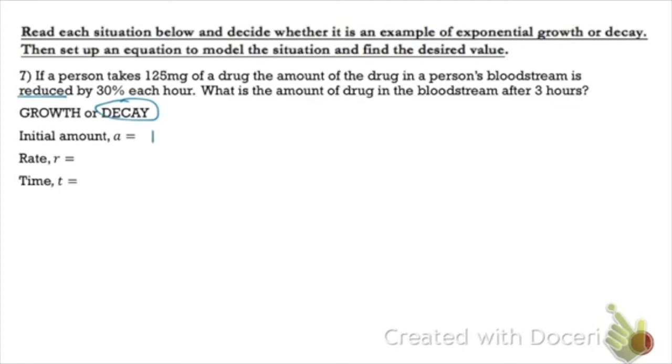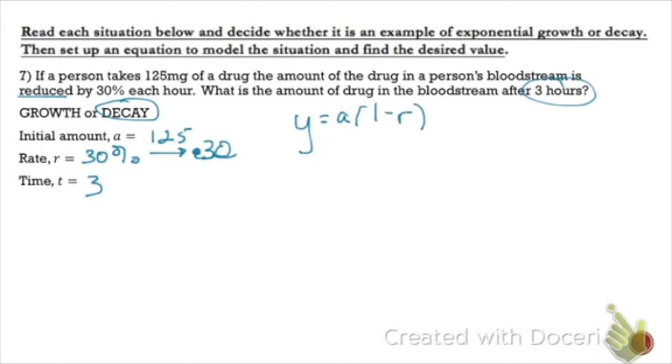So the initial amount is 125 milligrams. Each hour, it's going to be 30% less. So 2 decimal places, 1, 2, so that'll be 0.3 or 0.30. And then after 3 hours. So this time we're going to use our exponential decay. So we're going to subtract that rate of decrease. So it's 125 times 1 minus 0.30.